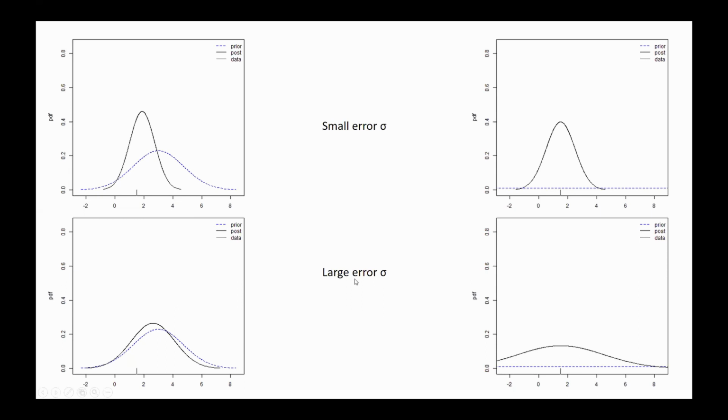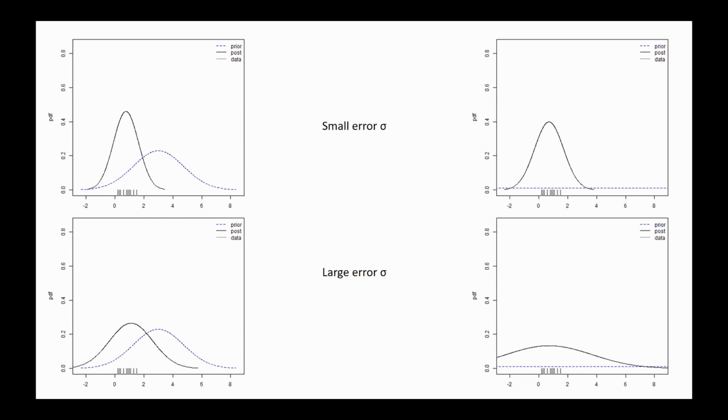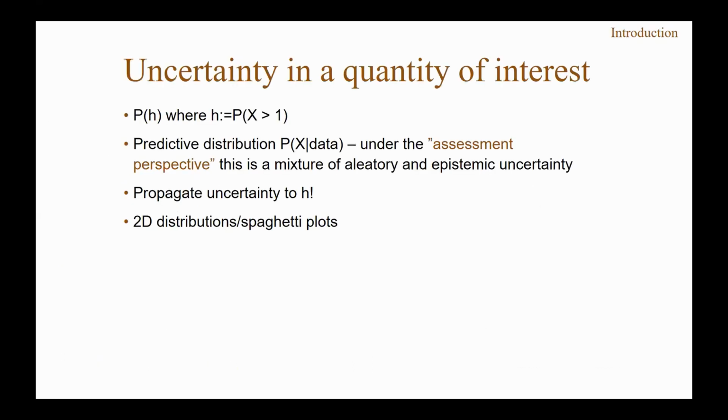And if we have a large error, if we don't trust data that much, then the updating goes much slower. So here we can see that we have three data points, and then when we have more data points. So the prior matters and the informativeness of the data matters, everything matters. And we can't get around that. So as I said before, when we do assessments, we are interested in parameters and uncertainty about parameters, but very often we want to know uncertainty about the quantity of interest.